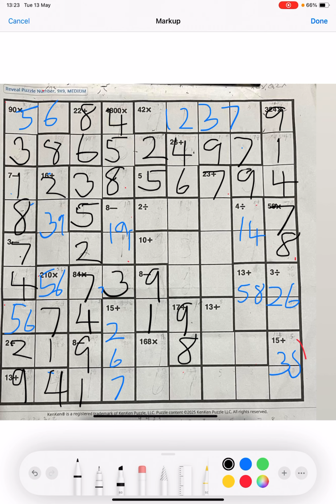So what have I still got? This 168, 7 times 24, I don't know where the 7 is yet. And I don't know if it's 746 or 738. Right, still got several options for that one.